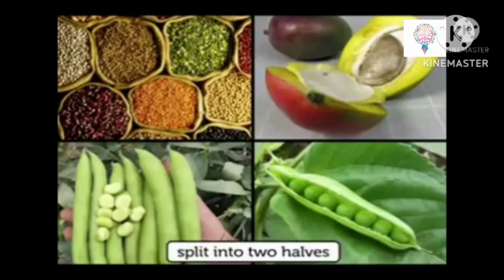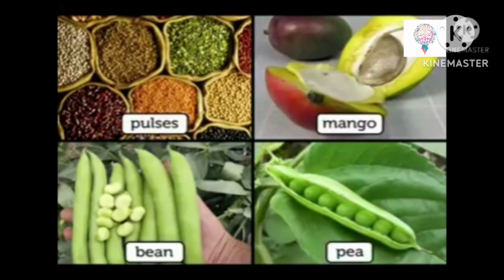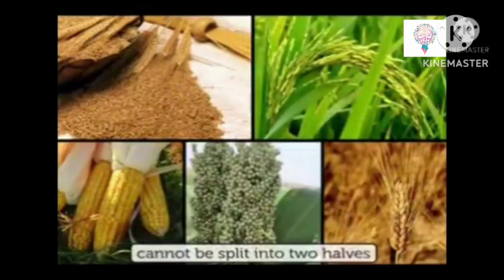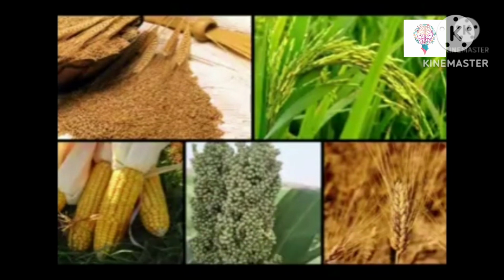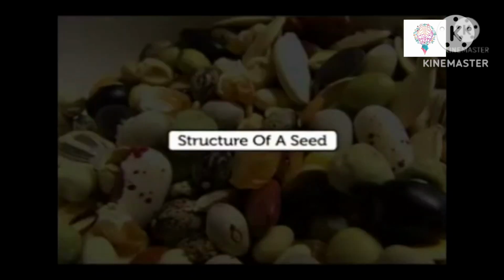Some seeds will split into 2 halves, whereas some seeds will not. Pulses, mango, bean and pea will split into 2 halves. Some, like rice, maize, corn, wheat, will not split into 2 halves at all. They will be as it is.